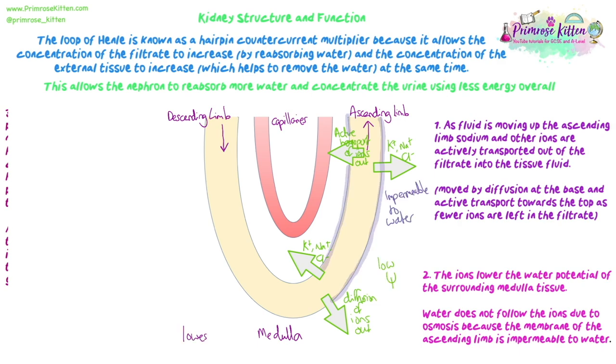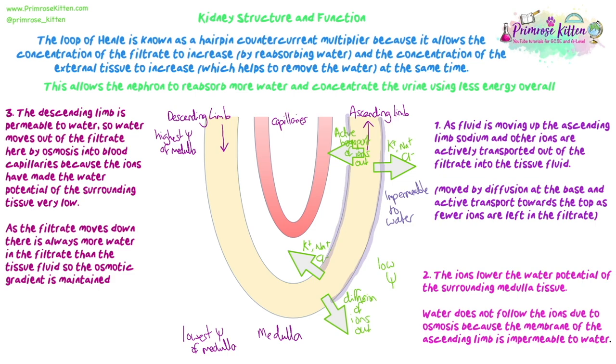More ions leave at the base of the loop of Henle because they're diffusing out. As we go up the ascending limb, there are fewer ions, which is why we have to actively transport them. So more are lost from the bottom of the loop of Henle, and water potential decreases as you go further down into the medulla. The filtrate coming in at the top of the descending limb has the most water, and as it moves down, it loses water by osmosis. So we need a concentration gradient with a high water potential at the top of the descending limb and a lower water potential towards the bottom, to make sure we maintain that concentration gradient of water.